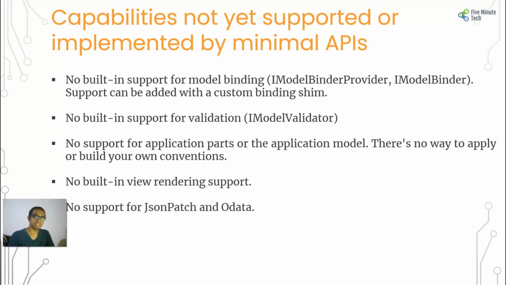Capabilities which are not yet supported or implemented by minimal APIs are: there is no built-in support for model binding, no built-in support for validation with IModelValidator, no support for application parts or the application model, no built-in view rendering support, and no support for JSON patch and OData.